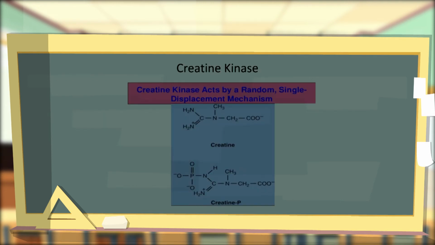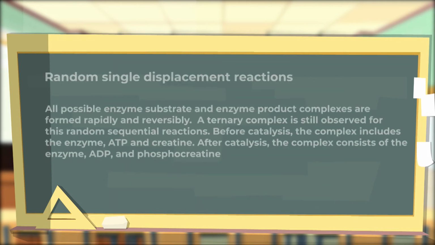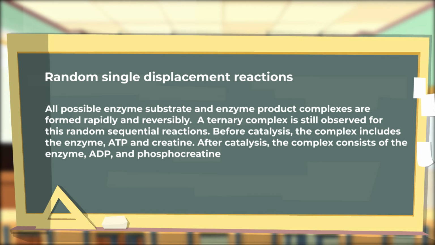Always NAD plus binds first, then only the pyruvate is allowed, ultimately from where NAD plus, NADH and lactate are produced. Now there is the ordering of the binding of substrate, the sequential pattern, for the formation of the ternary complex. But in the random process, there is no such order.